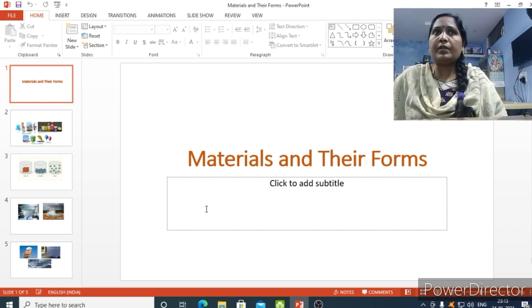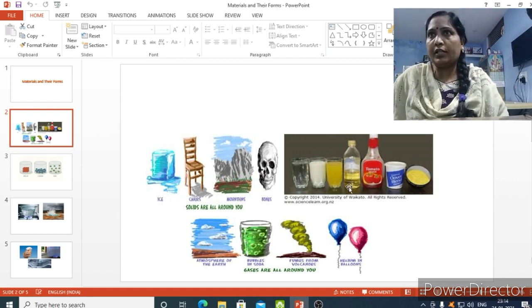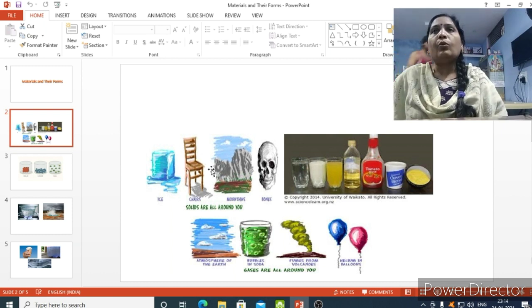Okay. So after listing like that, you see there are different types of materials. Some are very hard like a chair, and some are liquids in a bottle, like water, juice, like this. And if I take a balloon, it is filled with air. So there are different types of materials around us.